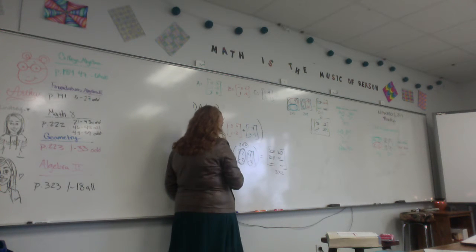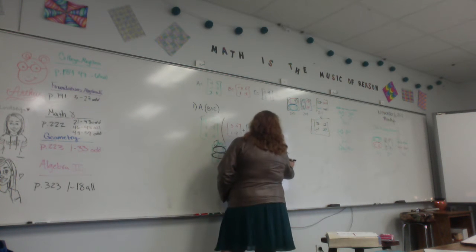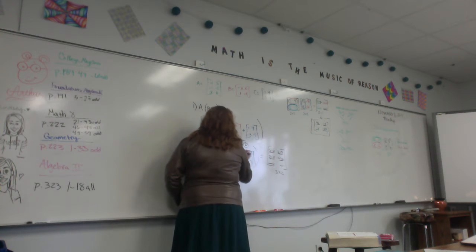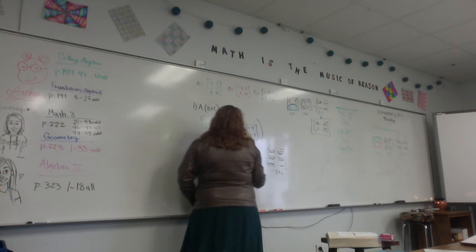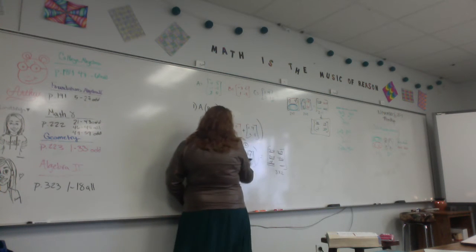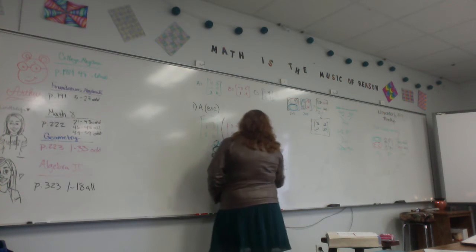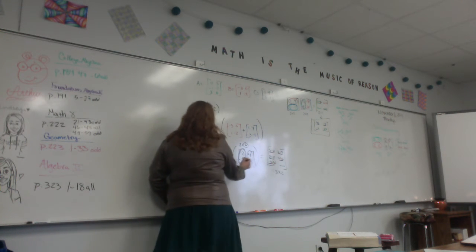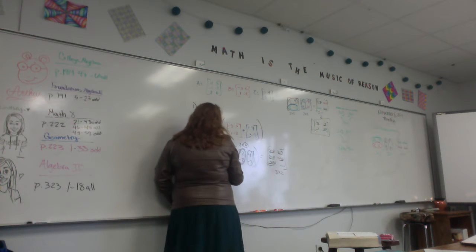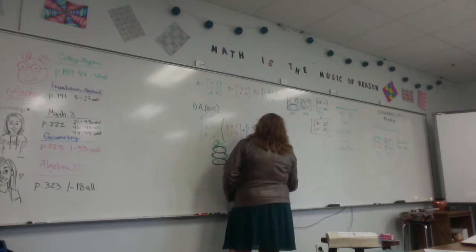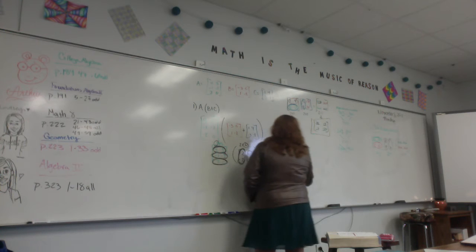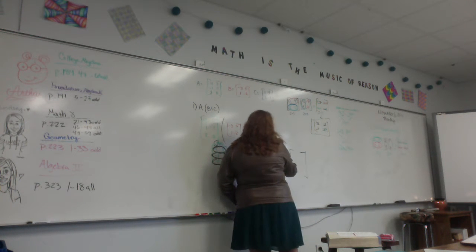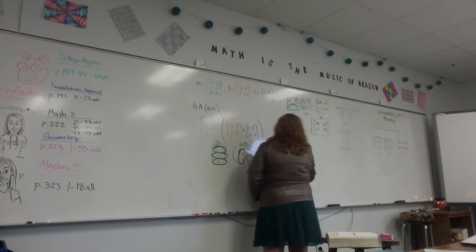-2 times -3, 6. How do I find this spot? Third row, first column. 2 times -2, -4, and 0 times -2, 0. Good, and how do I find this spot? Third row, second column. 2 times 4, 8, and 0 times -3, 0. So my answer is -8 and -6, -19.